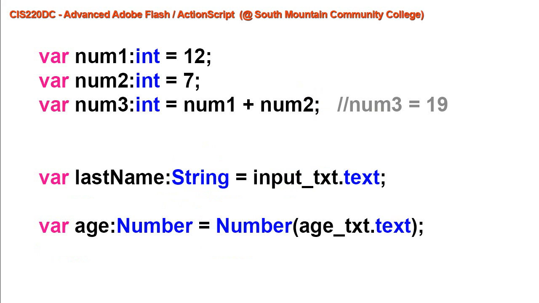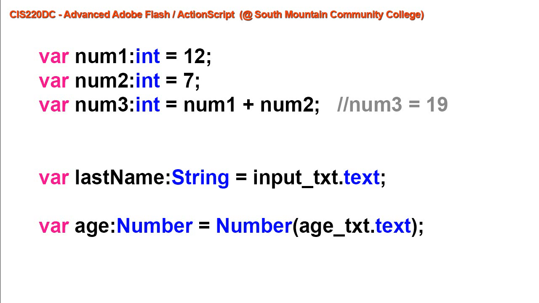One of the reasons we declare variables is to then use them in calculations. And so it's easier to relate to a variable by a name that is understandable. And so I might have var num1, which is an integer, equals 12, var num2, which is an integer, equals 7, and then var num3 is an integer, and I can assign it the value of num1 plus num2. So in this case, num3 would equal 19, 12 plus 7.